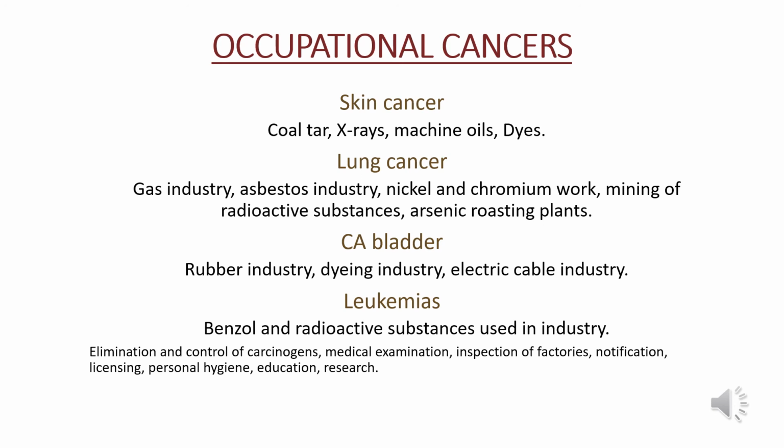Elimination and control of carcinogens, medical examination, inspection of factories, notification of diseases, licensing for use of certain materials, personal hygiene and education, research, and approval of certain facilities for handling certain materials by the competent authorities. These are some of the measures that can be undertaken for control of occupational cancers.